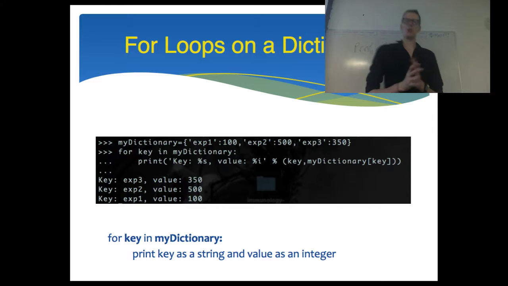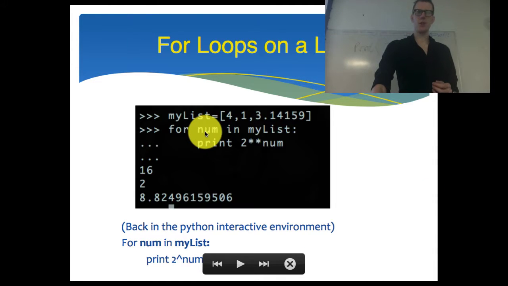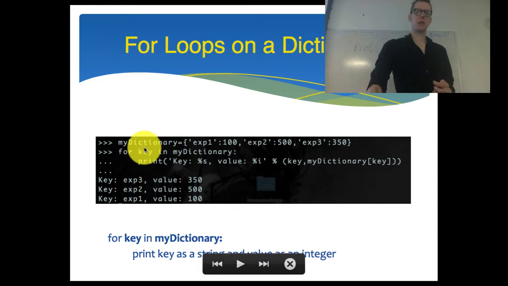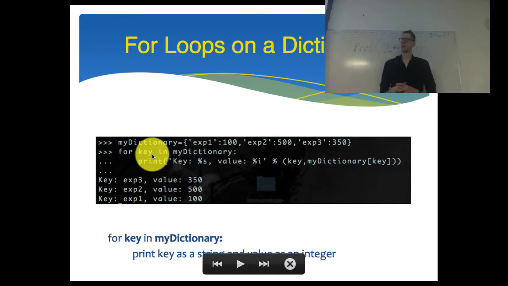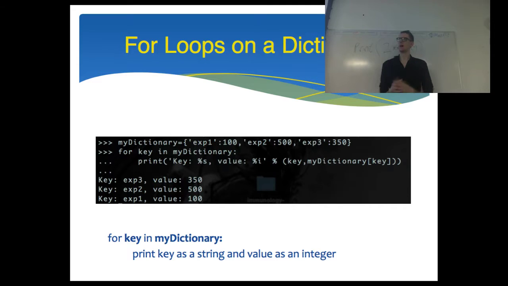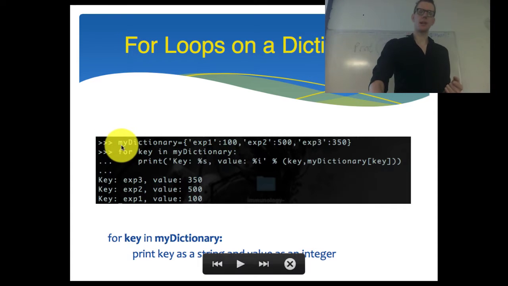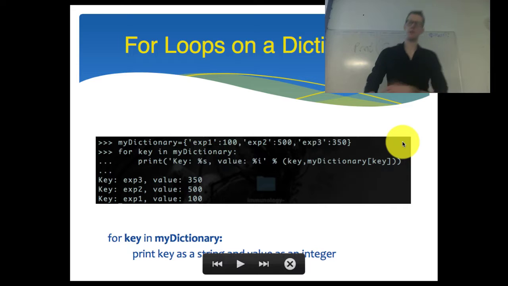But let's have a look at how we will go through a dictionary. It's very similar, except rather than setting the value, so previously we saw num set to the first value in our list, num set to the second value in our list. When we do it with a dictionary, what it will do is it will set the variable here to each key in the dictionary in turn. Remember that dictionaries have key and value pairs, and the way for loops work on dictionaries is that it will set the key each time to that variable. Okay, so my dictionary equals, exp1 has the value 100, exp2 has the value 500, exp3 has the value 350.